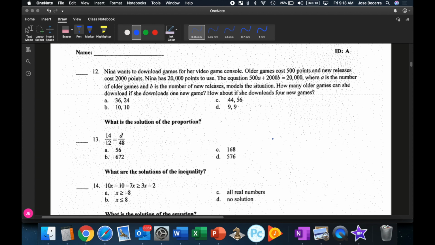This next question says what? Nina wants to download games for a video game console. Older games cost 500 points, and new releases cost 2,000 points. Nina has 20,000 points to use. The equation 500a plus 2000b is equal to 20,000, where a is the number of older games and b is the number of new releases, models the situation. How many older games can she download if she downloads one new game? How about if she downloads 4 games? A. Okay, so how do we get that?